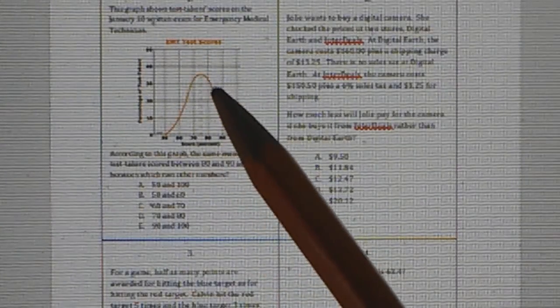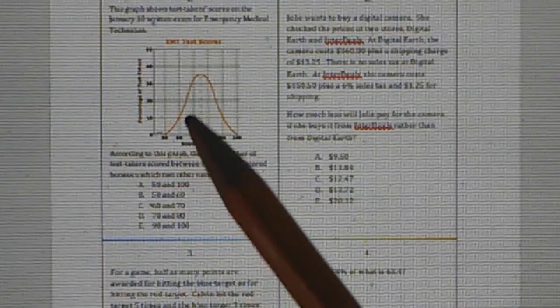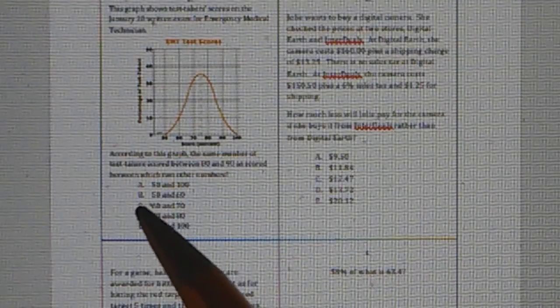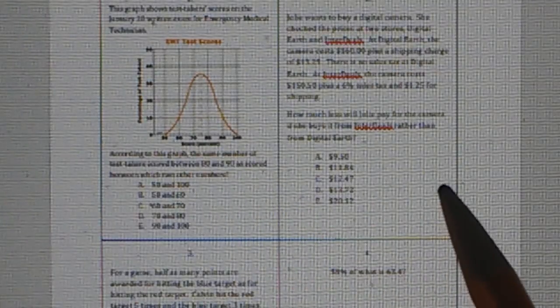We want to find a part that looks just like this. Here's a part that looks just like this. It's a mirror image. It's exactly like this. And what does that say? 60 to 70. 60 to 70. Answer C. It looks just like that one. No math involved, just eyeballing it, looking at it, and you can find the right answer.